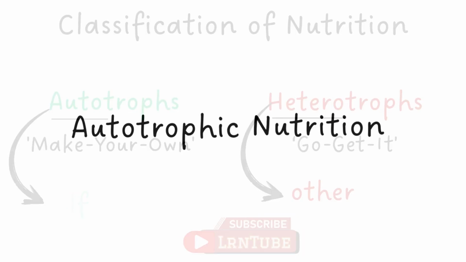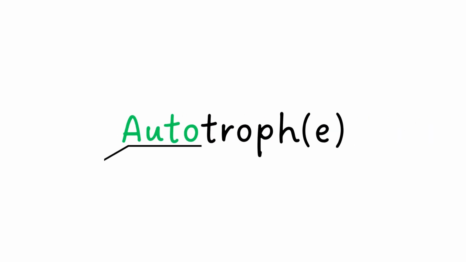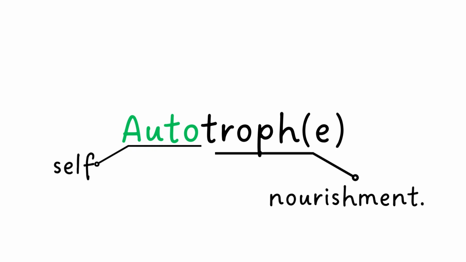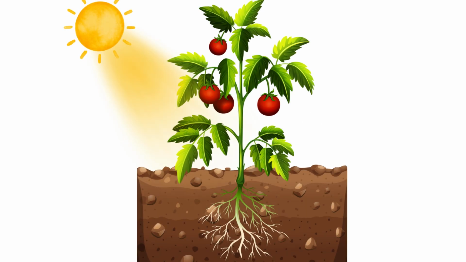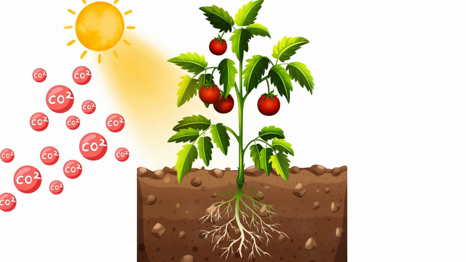So, autotrophic nutrition. This group includes the make it your own organisms, so the autotrophs. The word auto means self and troph means nourishment. So the name literally means self feeders or self nourishers. Autotrophs are organisms that can produce their own food from simple inorganic substances like carbon dioxide and water.